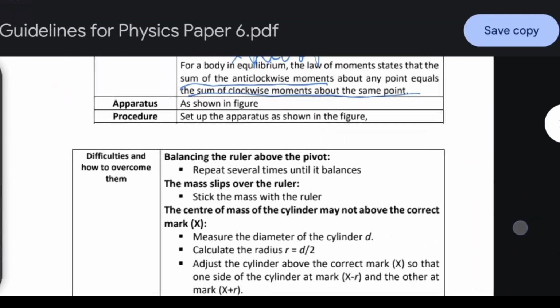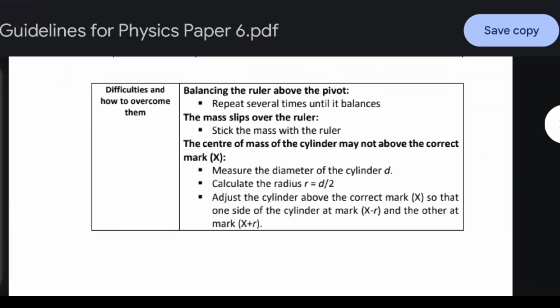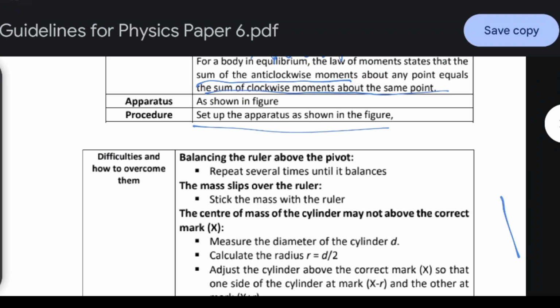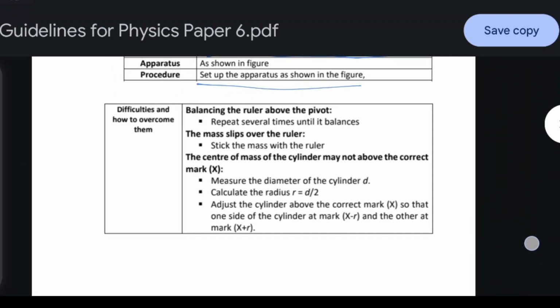Okay, procedure: set up the apparatus as shown in the figure. You can use this when they ask you the 7-mark question. You can say that set up the apparatus as shown in the figure, especially if they have given the figure. All right. Next, difficulties and how to overcome them.